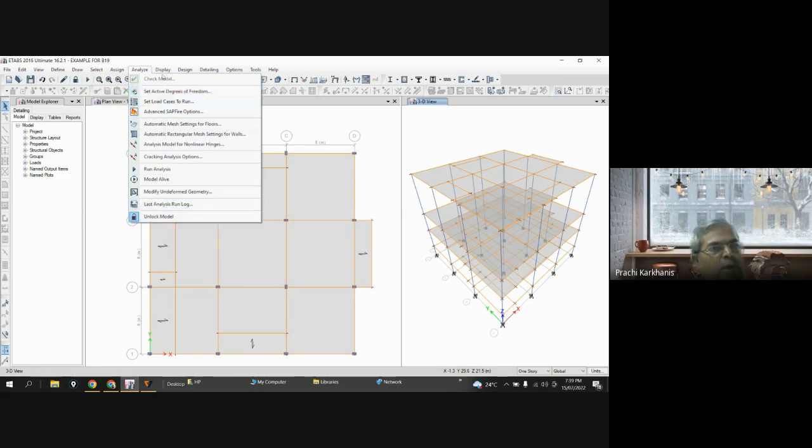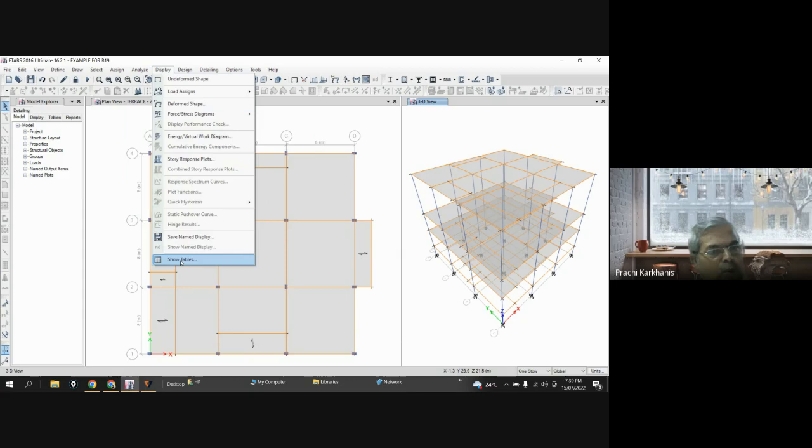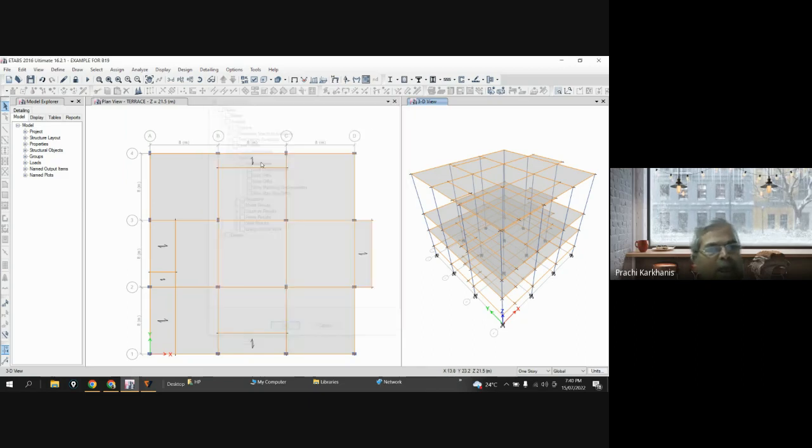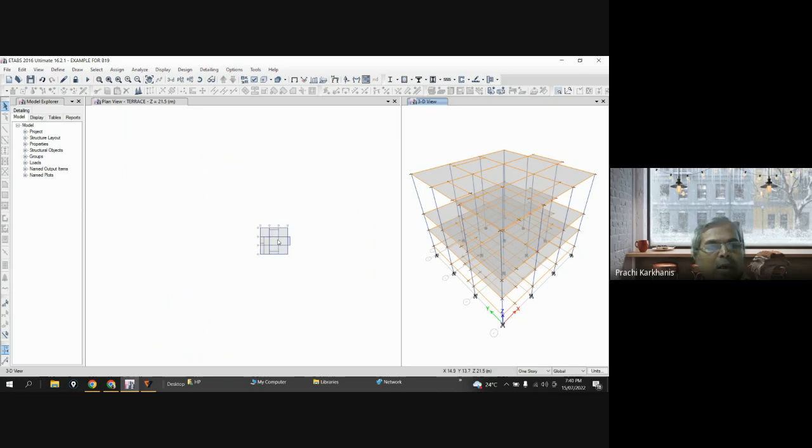Okay, now let us go to display and go to show tables. In show tables, if I click on analysis, I can see the analysis results. And in results, I can see displacement. So every joint displacement I can see over here, or I can see the story max, story average, etc. We'll see all that one by one. But let us see how to find the results. Before that, we must understand the process, how we can see the results.